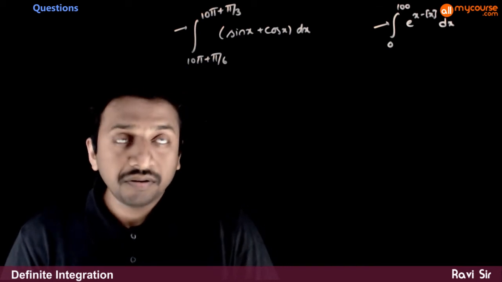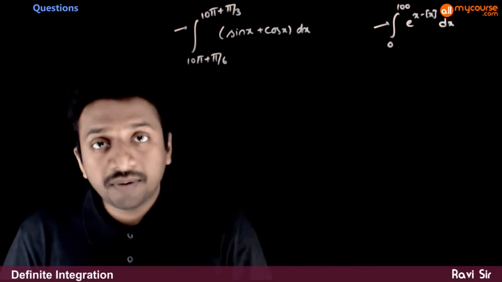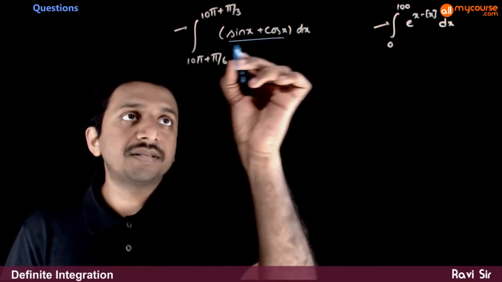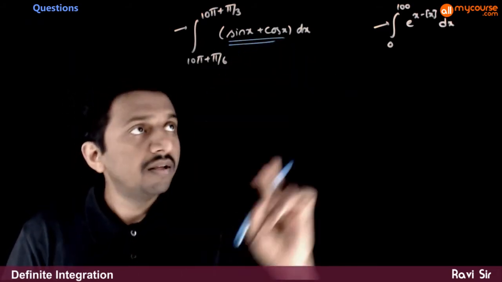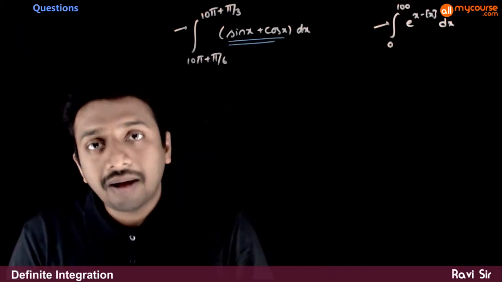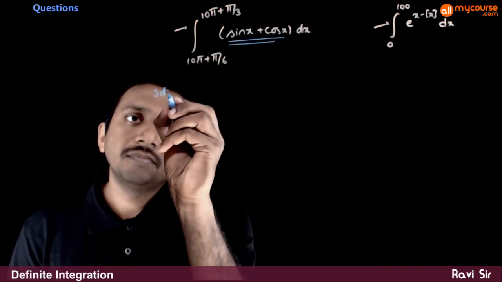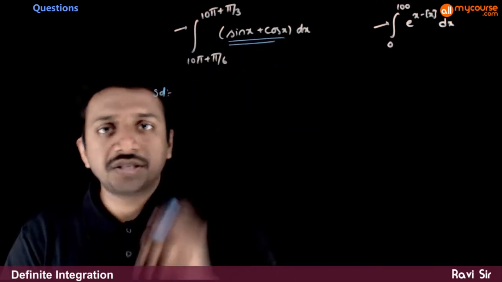In this question, you're asked to integrate sin x plus cos x from 10 pi plus pi by 6 to 10 pi plus pi by 3, and the integration from 0 to 100 of e power x minus integer part of x dx. So let us look at the first question.